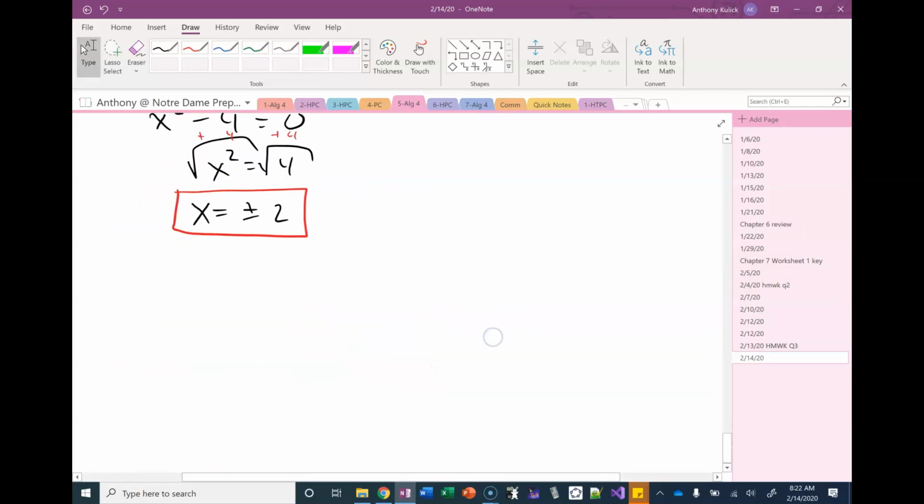For this one, I took the square root of 4. And because I took the square root of both sides, that's where the plus or minus came from. Is that okay? Okay.